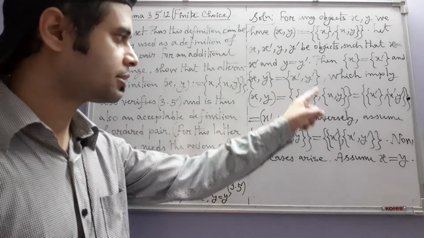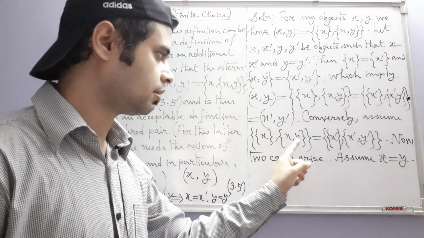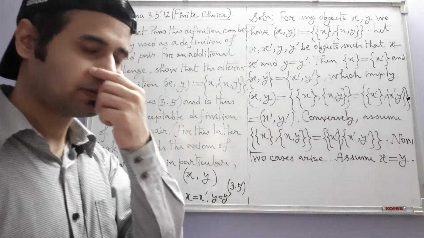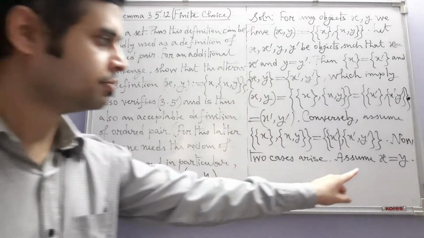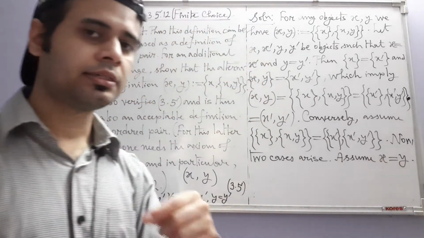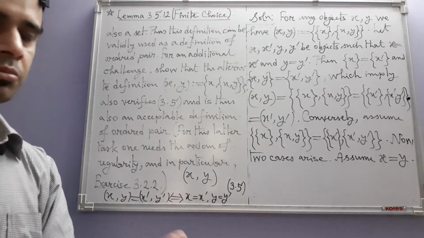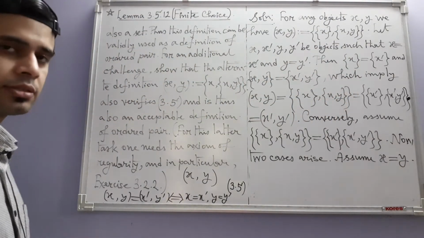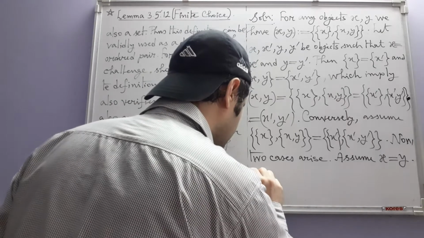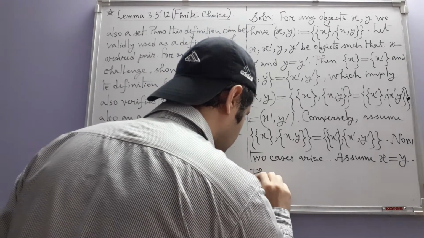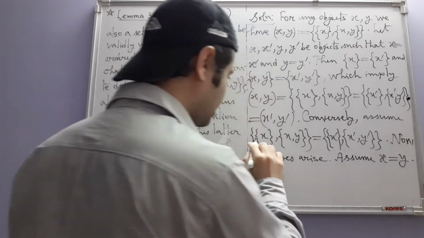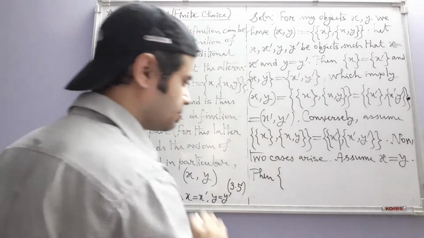Either the objects that we have assumed, x, y, there are x prime and y prime also, but let them be. They are either the same object or they are not the same object. So first of all, we are assuming that they are the same object. Then what happens to this set?